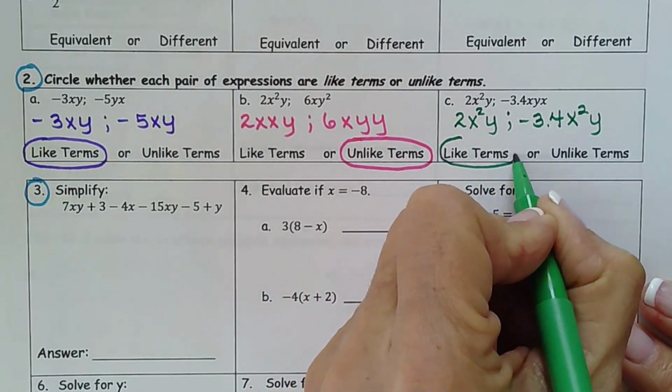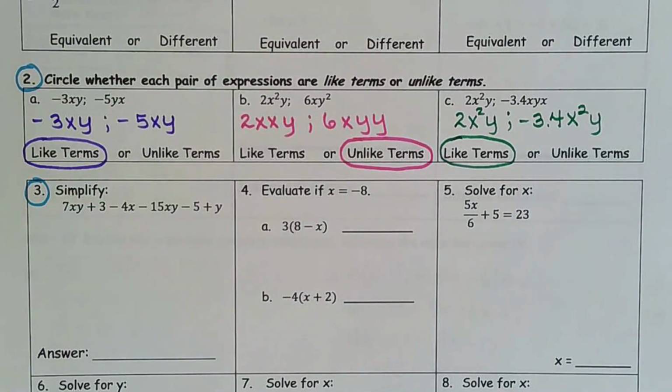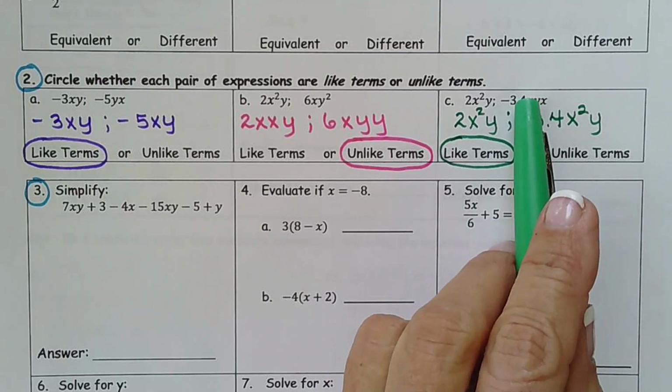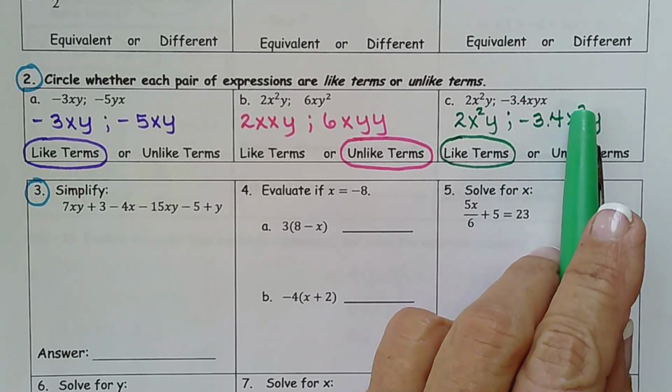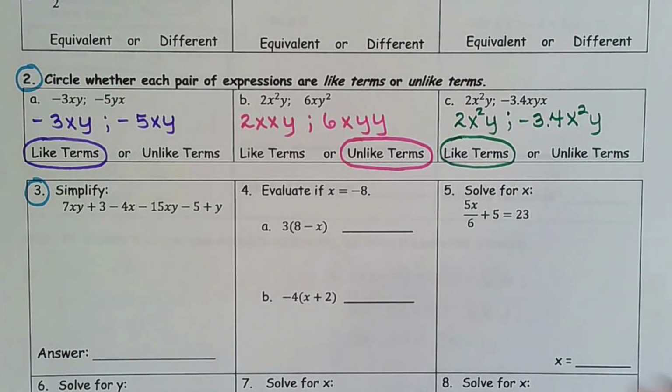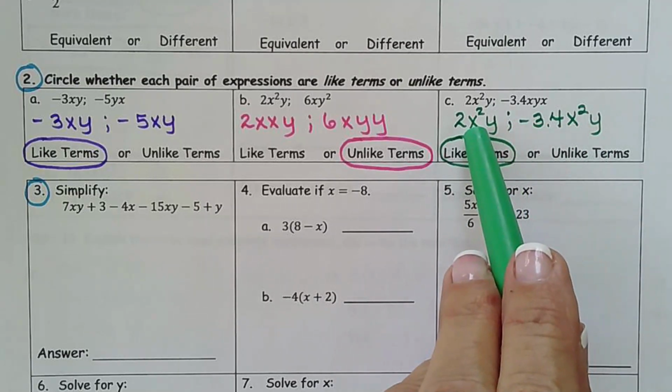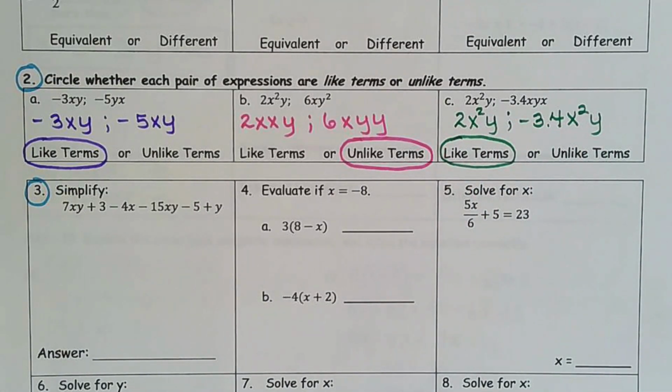So don't jump the gun on these. Sometimes you have to do a little simplifying. Just because they don't look the same doesn't mean they aren't the same, because these didn't look the same at all. But once I clean this one up and said, oh, there's 2 x's, so put a 2 with the x, 1 y, then I can see clearly that their variables and the exponents on each variable are the same.